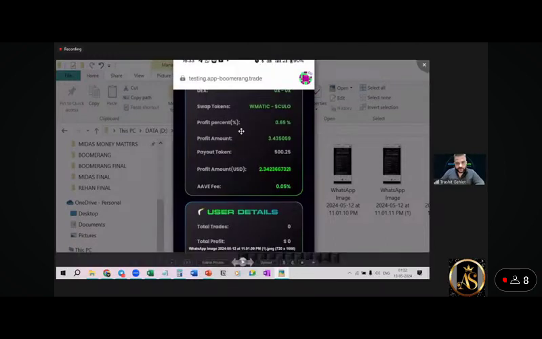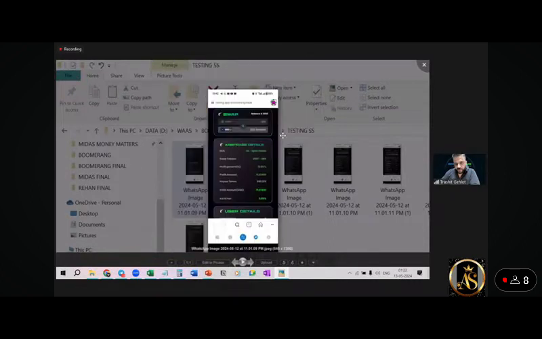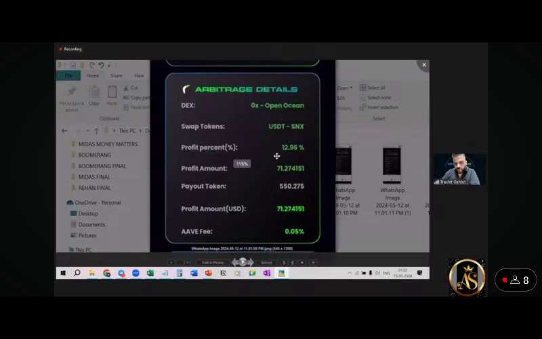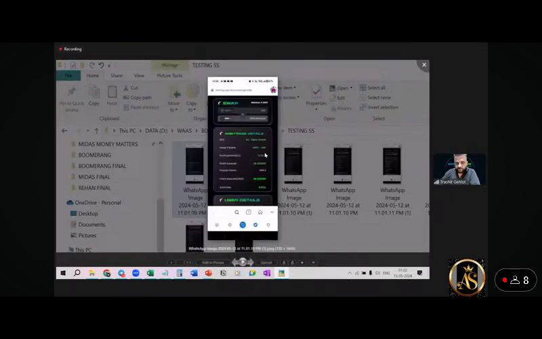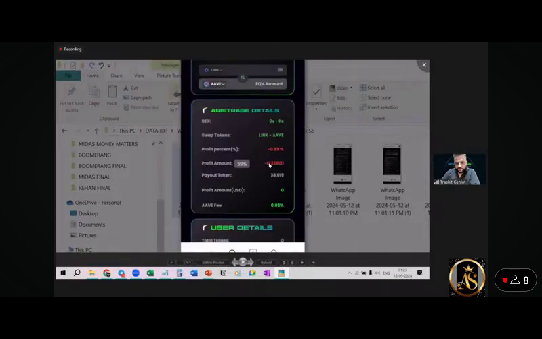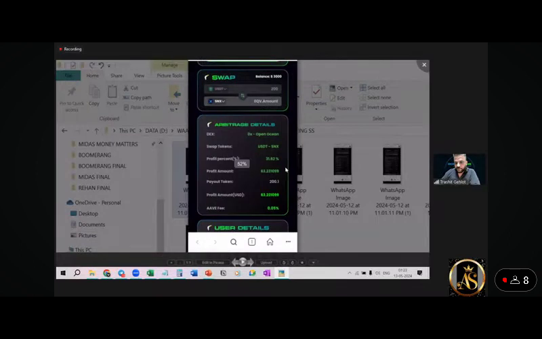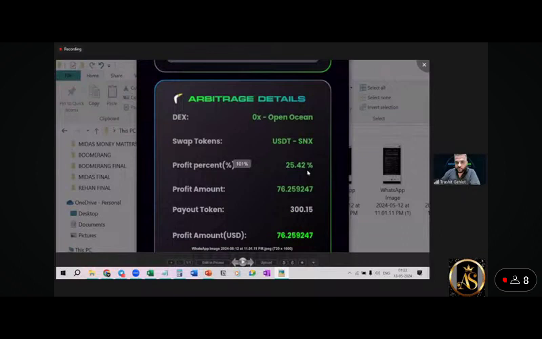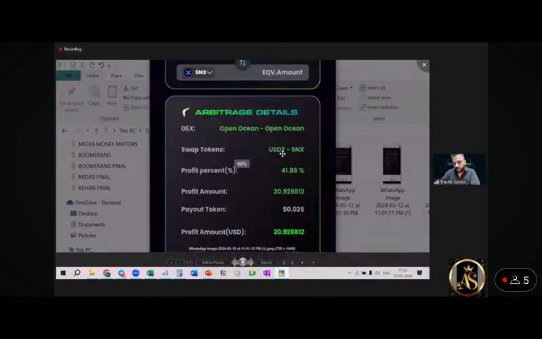So as you can see, the profit percentage was on a wide variety of range. See the profit percentage, almost 12.96. See the profit percentage, almost 11.34. Negative. See the profit percentage, 31.62. See the profit percentage, 25.42. Although they were available for the same pair, eventually I had some different pairs, and a few others had different pairs.